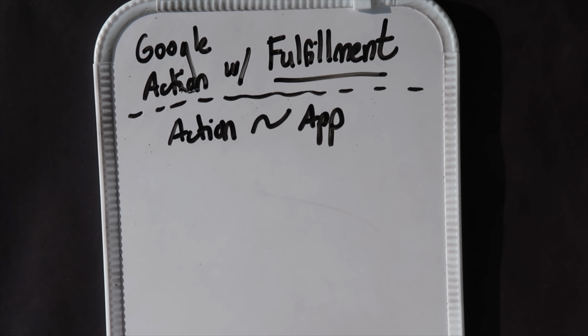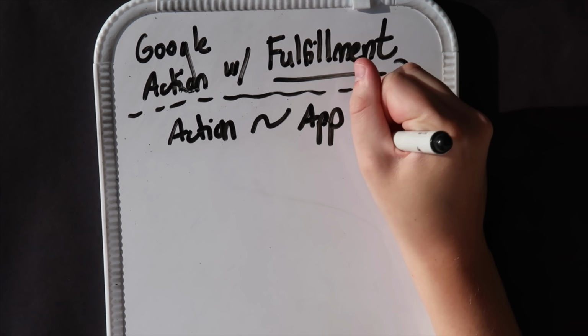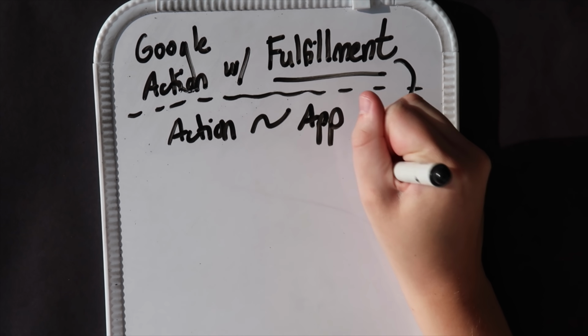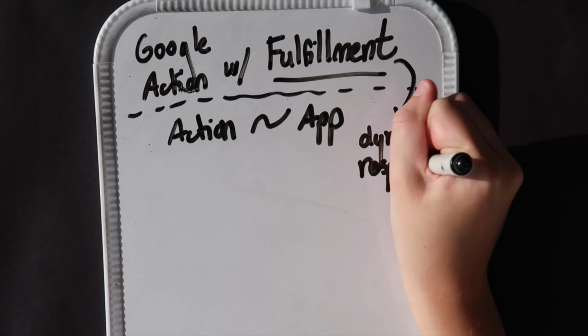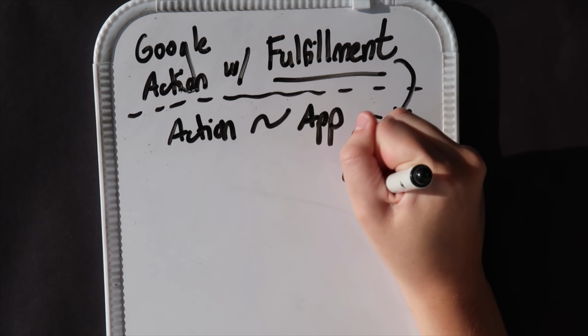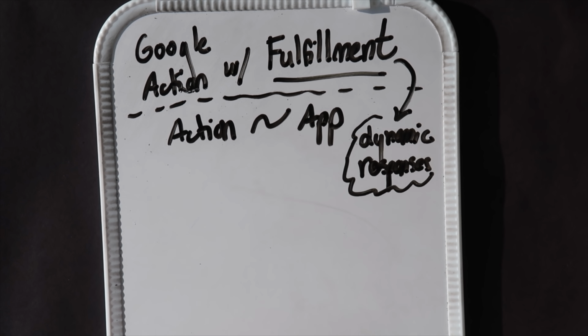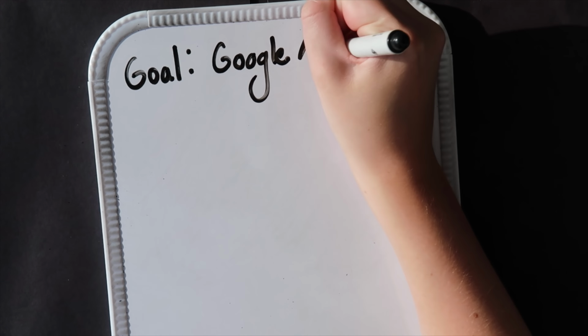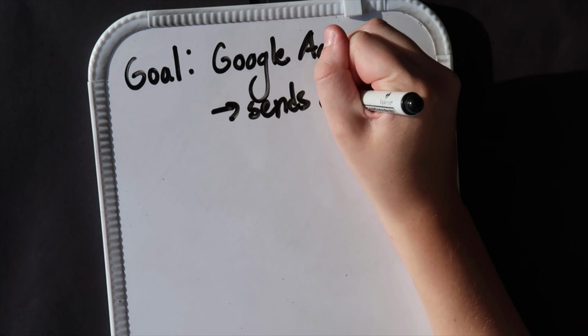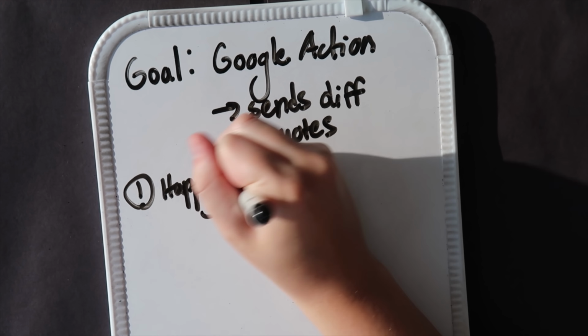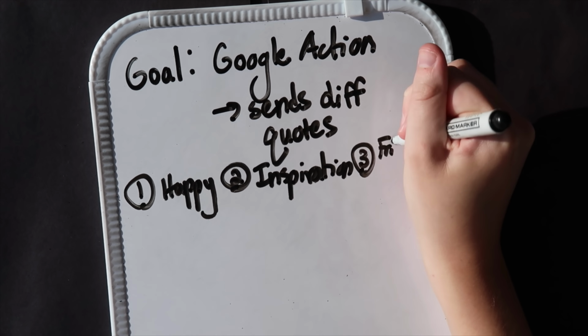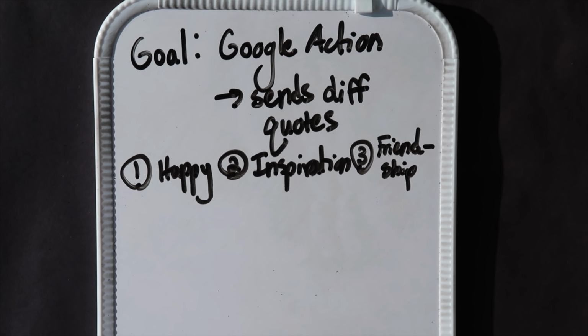Guys, my name is Catherine, and today we'll be creating our first Google action with fulfillment. An action is like an app, but for voice assistants, and fulfillment will allow our actions to send more dynamic responses, making them a little more fun. In this video, we'll be creating a Google action that gives us different types of quotes. These may be happy quotes, inspirational quotes, quotes about friendship, etc. In this case, we're just going to stick with these three types.